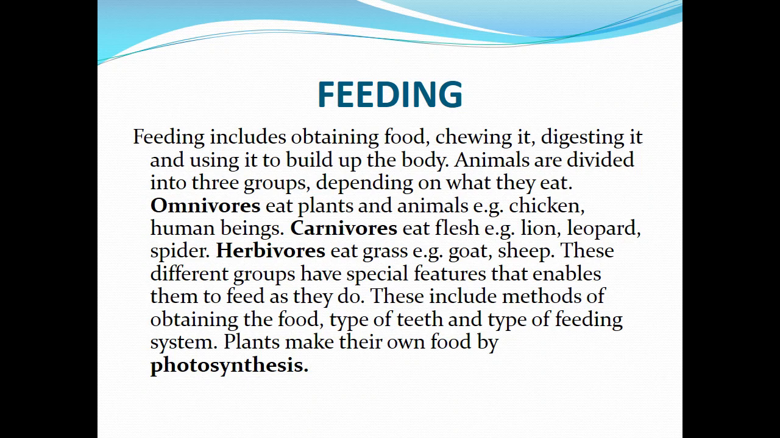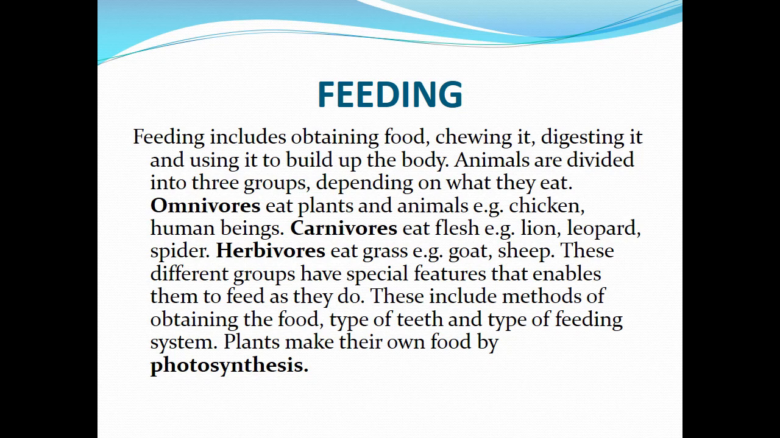Number 1, omnivores. These are animals that eat plants and animals, e.g. chicken, and human beings. Number 2, we have carnivores. Carnivores are animals that eat flesh, e.g. lion, leopard, spider, etc. And the third category is herbivores. Herbivores are animals that eat grass only, e.g. goat, sheep, cattle, etc. So based on what animals feed on, they are divided into 3: omnivores, carnivores, and herbivores.